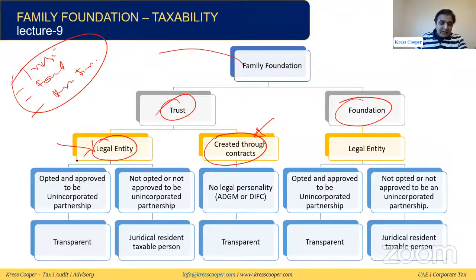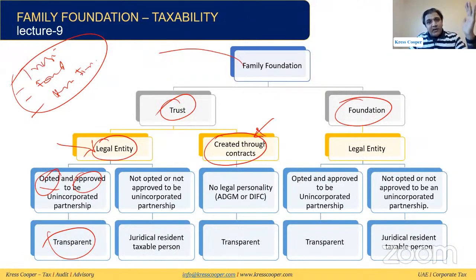Here, legal personality. If the trust has a legal personality, then we'll discuss the special provision in the law that the trust has opted and been approved to be an unincorporated partnership. Yes, if it has been opted and approved by the FTA to be treated as an unincorporated partnership, then it will be considered transparent. We know this. For the transparent, income will be taxable in the hands of the partner.